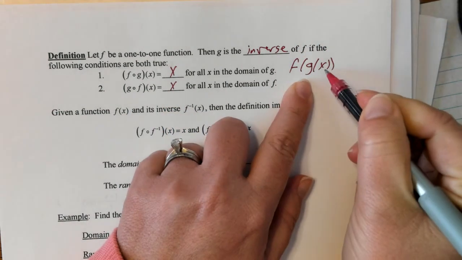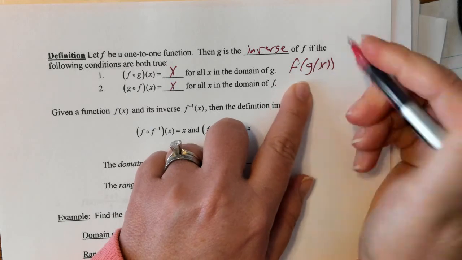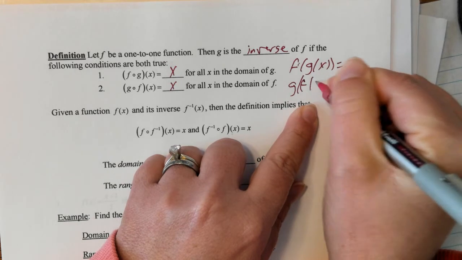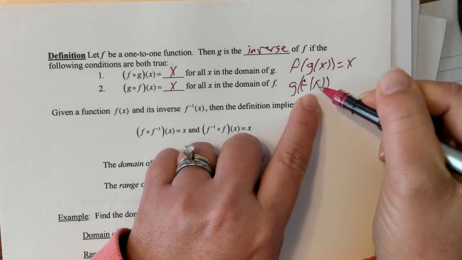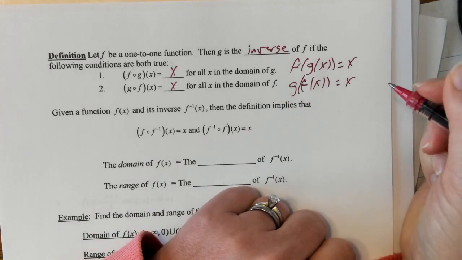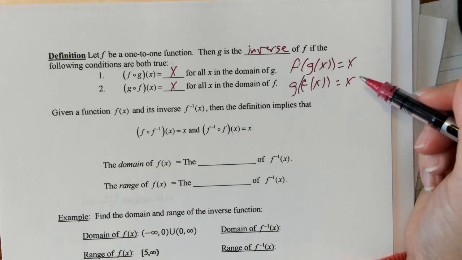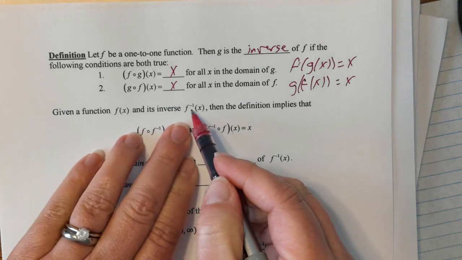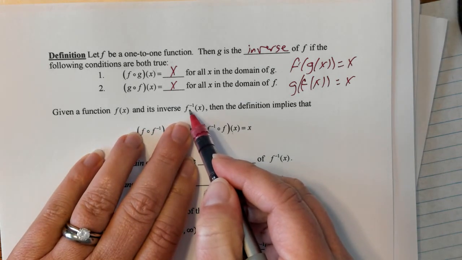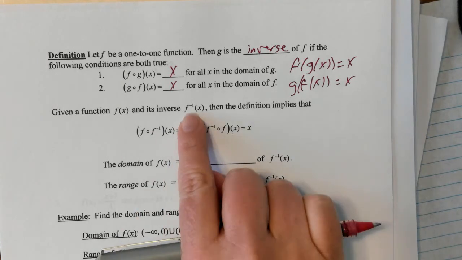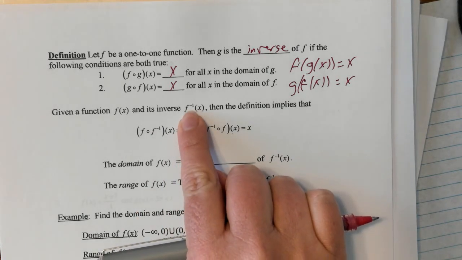Here's what this is saying. If we take the g function and stick it in the f function, that will simplify to x. And similarly, if we take the f function and stick it in the g function, that will also simplify to x. If both of these things happen, then f and g are inverses of each other. This little symbol right here looks like a little exponent of -1. It means f inverse. That's how we say it. We don't say f to the -1. We say f inverse.